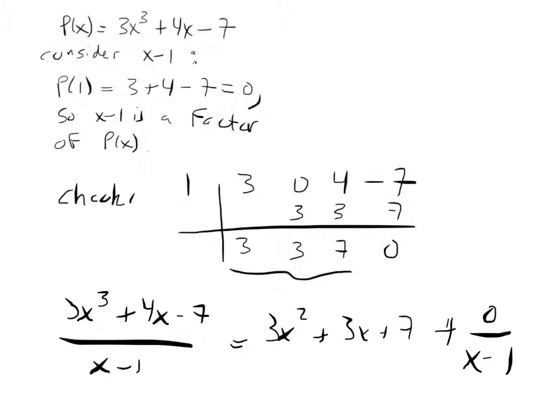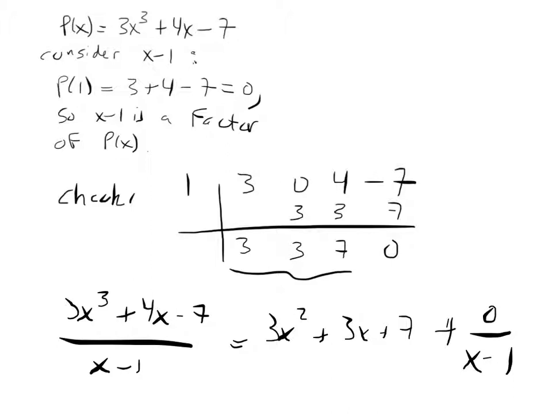So let's consider one example here. Suppose you've got some polynomial, 3x cubed plus 4x minus 7, and I want to look at x minus 1 to consider if it's a factor or not. I would consider p of 1 using the factor theorem and see if it equals 0. So p of 1 is going to be 0, so indeed x minus 1 is a factor. That's applying the factor theorem to determine if a linear factor x minus 1 is a factor of this polynomial, if it divides it evenly.